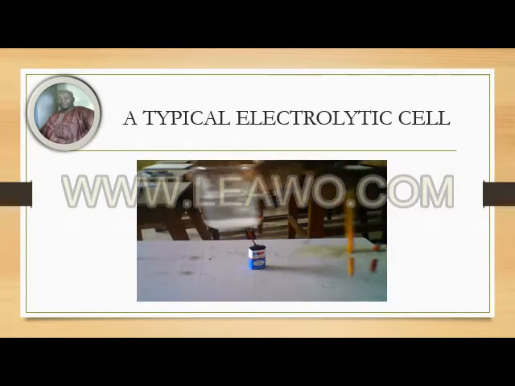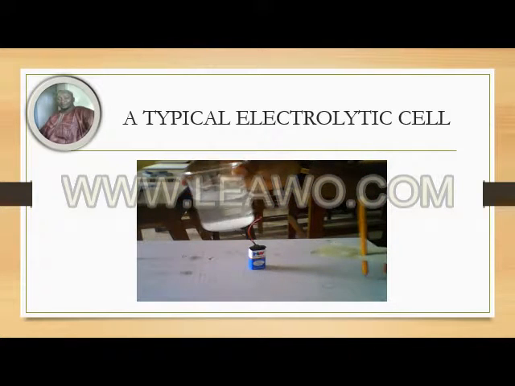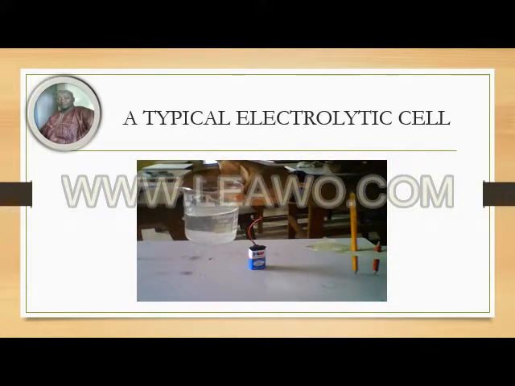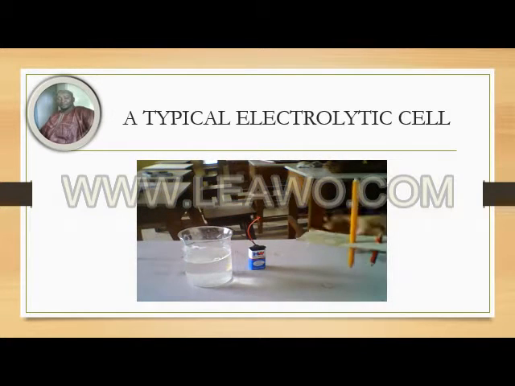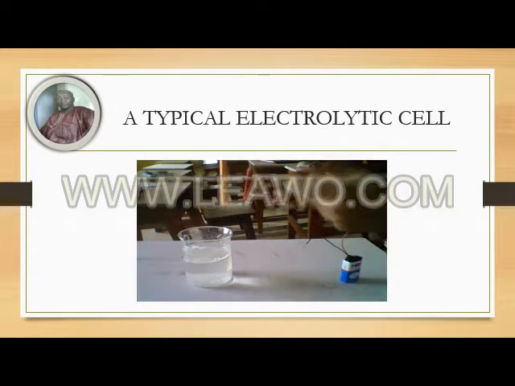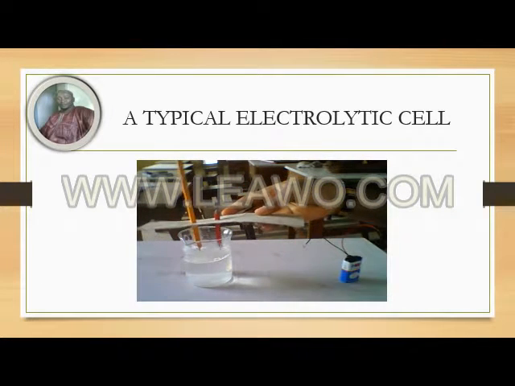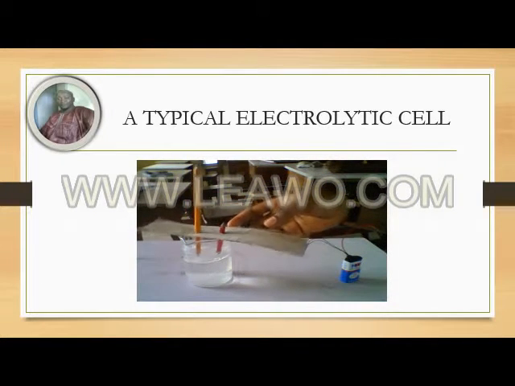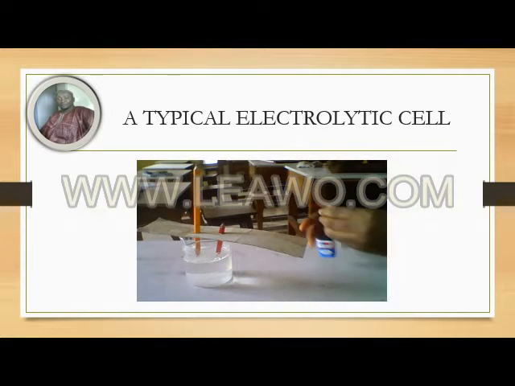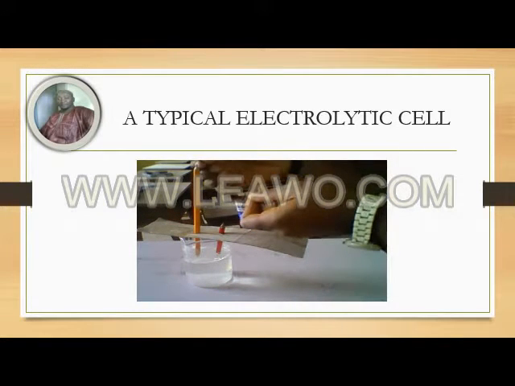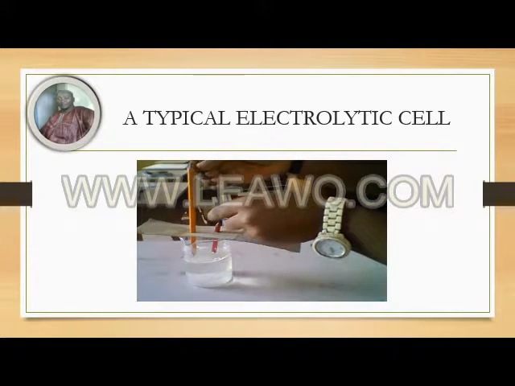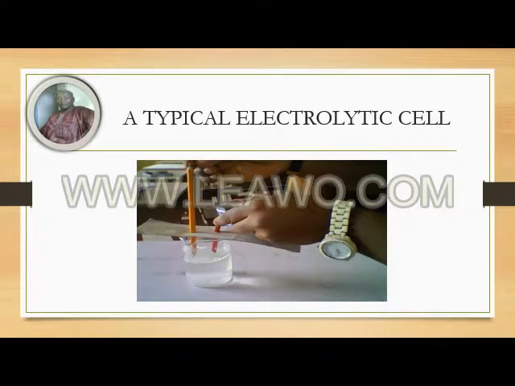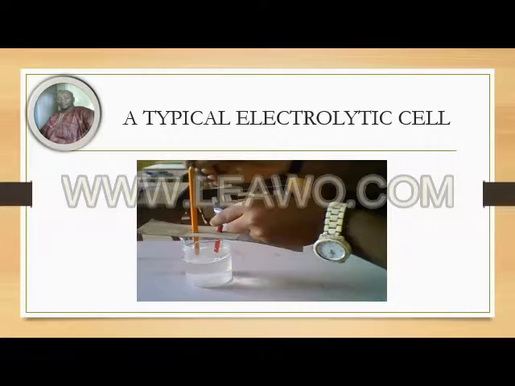And what we have in this solution is a solution of sodium chloride, or you call it brine solution. It's a concentrated solution. When you have your suspender, you put it into your solution, then you have your battery perfectly connected to the lead in the pencil. Then all what you have now is an electrolytic cell.